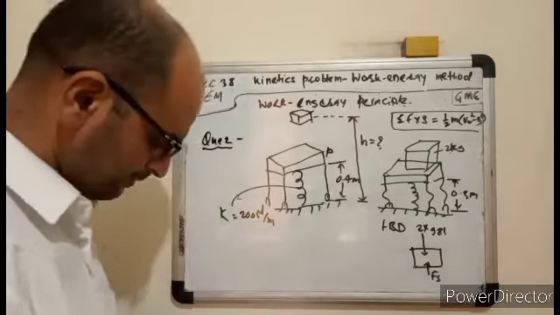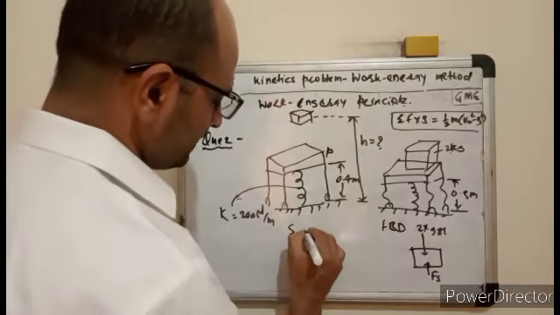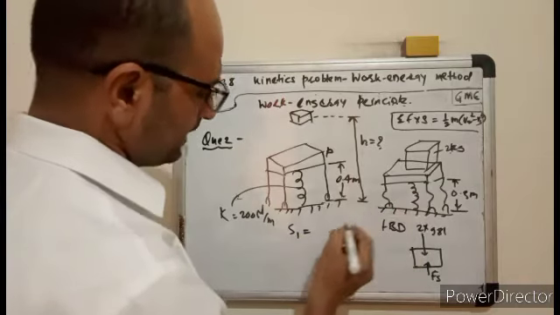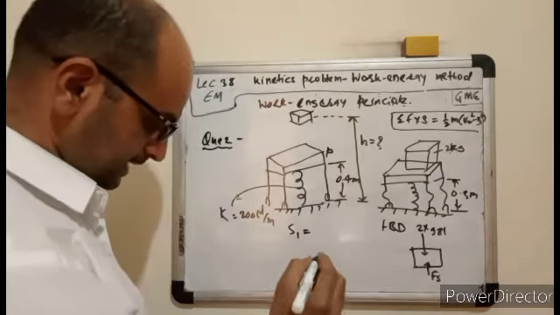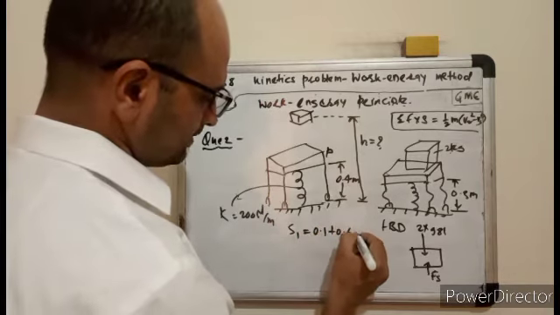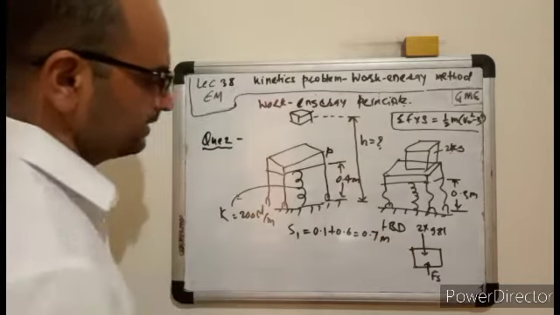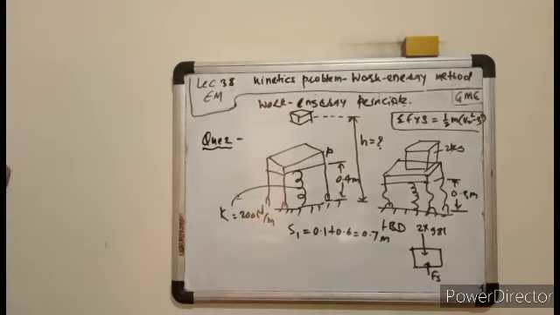Once we've done the free body diagram, we know the initial compression of the spring, S1. What is the initial compression of the spring? Initial compression is 0.1 plus 0.6, that is 0.7 meter. The spring is initially compressed this much.